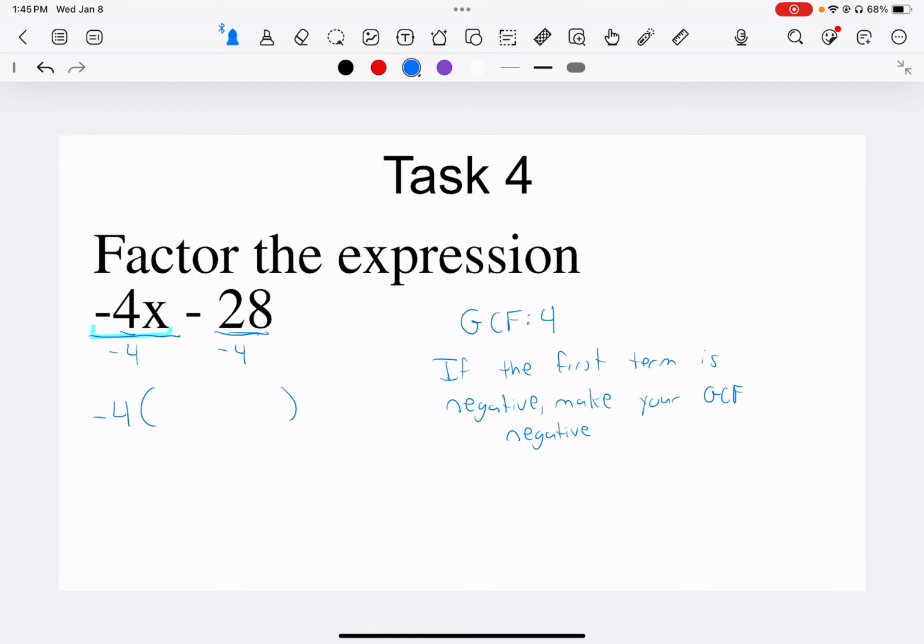Negative 4x divided by negative 4 is just x. Negative 28 divided by negative 4 is a positive 7. So my factored expression would be negative 4, parentheses, x plus 7.